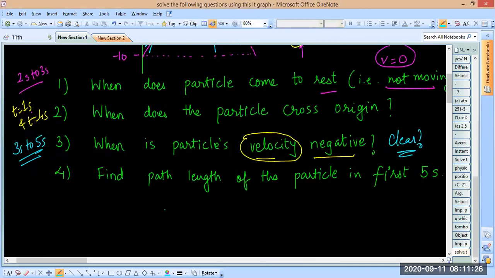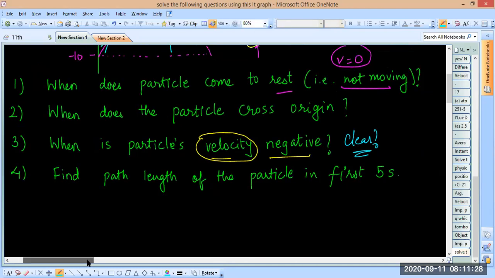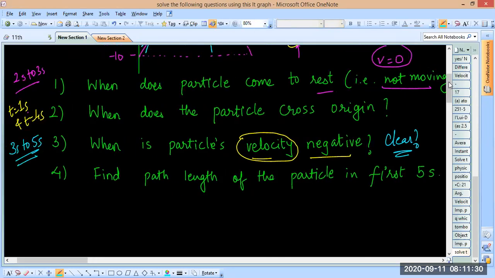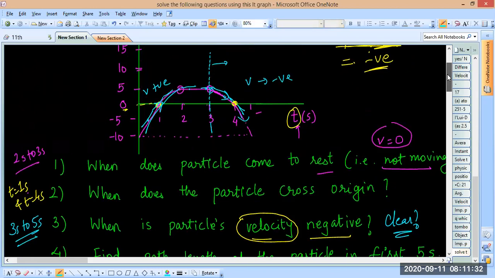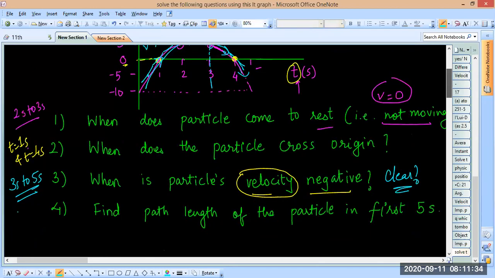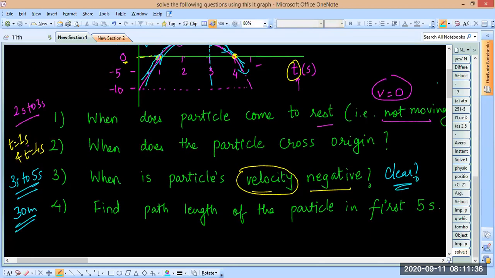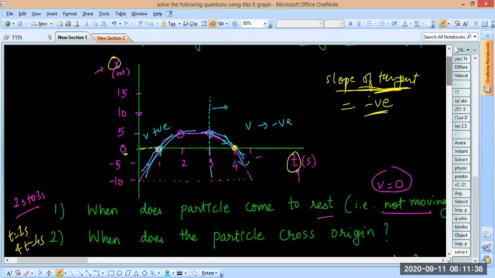Find the path length of the particle in the first 5 seconds. This I'm not going to ask you, I will just write it immediately. It is 30 meter, 15 up and 15 down, 30. Not 35, Sahil, only 30 meter. How many of you got that 30 meter? Can you say yes or no?